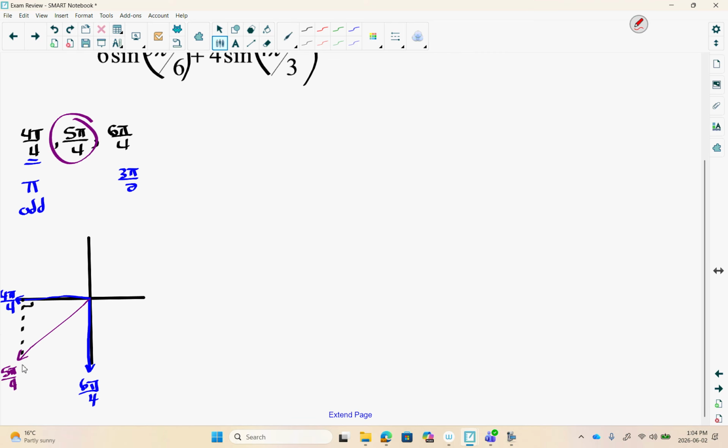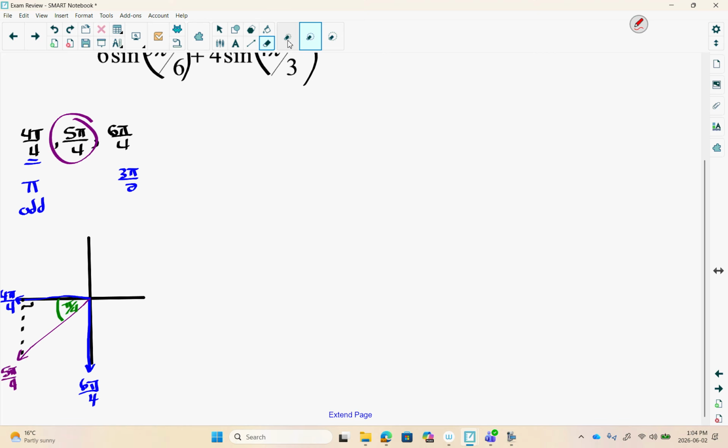The next step is to find your reference angle. What's this angle right in here? How do I figure that out? I take this number, 5 pi over 4, and I subtract this number, 4 pi over 4. It's the difference between the two. 5 pi over 4 minus 4 pi over 4 would leave 1 pi over 4.